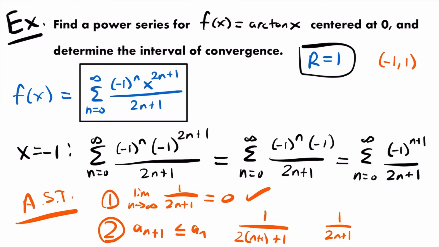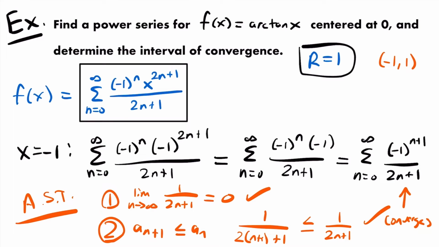And when the denominator of a fraction is bigger, the value of that fraction is smaller, all right? So compared to this fraction will have a smaller value for all values of n. So it's true that a sub n plus 1 is less than or equal to a sub n. Our second requirement is met, which means that our series converges, and so when x equals negative 1, the power series is a convergent series, and so negative 1 should be included in the interval of convergence.